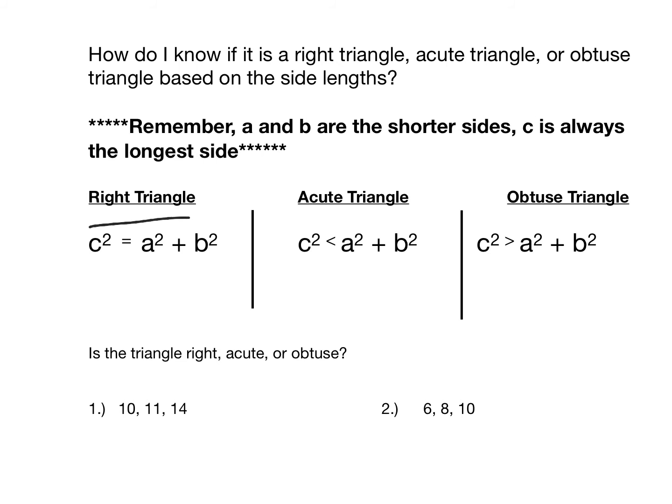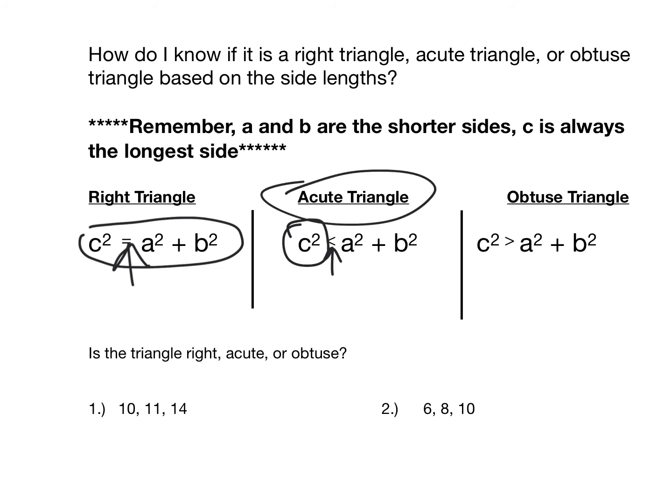Well, the Pythagorean theorem says that if c squared equals a squared plus b squared, it's a right triangle. If when you square that longest side it is less than when you add the other two sides, it's going to be acute. I like to have the c squared on the left side because to me, the less than symbol goes with an acute angle having less than 90 degrees. So that less than and less than kind of go together to help you remember.